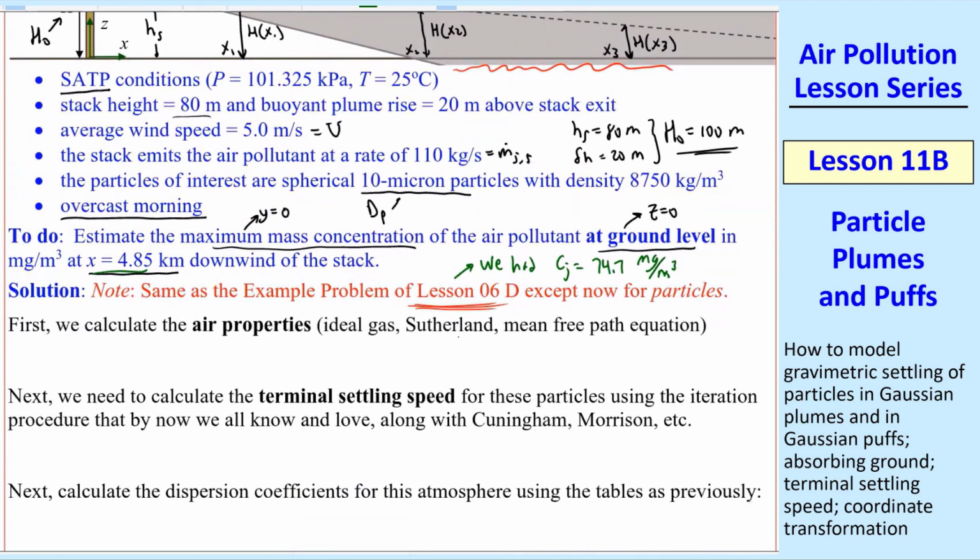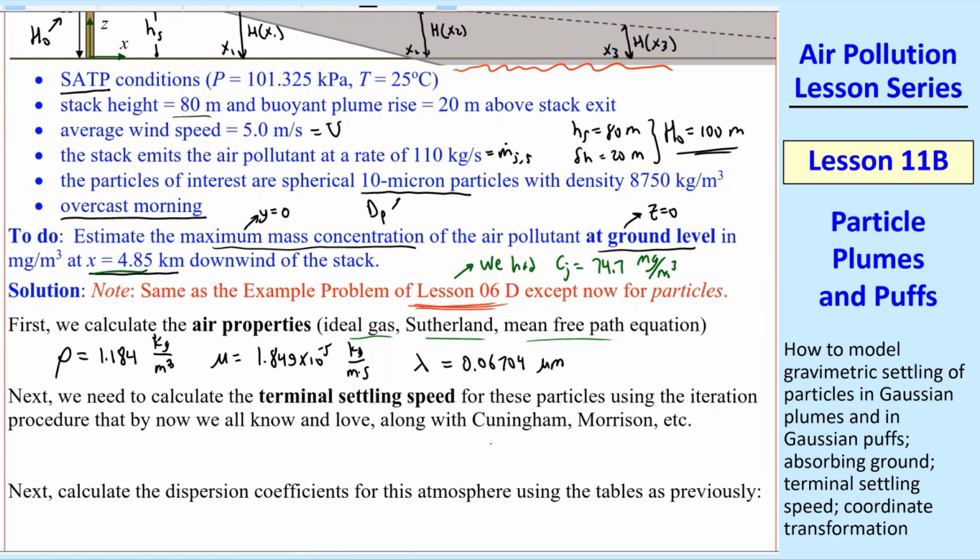So our solution. First, we calculate the air properties. Normally, we use the ideal gas equation, Sutherland equation, the mean free path equation. Here it's at SATP, so I can just look these up on my equation sheet, but you should have these programmed into your computer already. I get 1.184 for the density, 1.849 times 10 to the minus 5 kilogram per meter per second for mu, and lambda is 0.06704 microns.